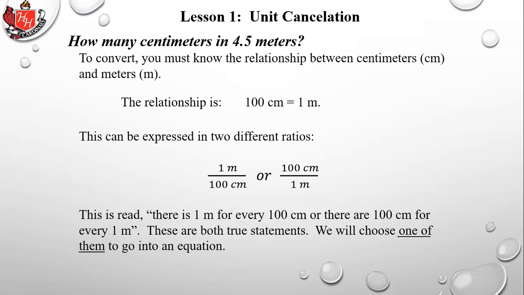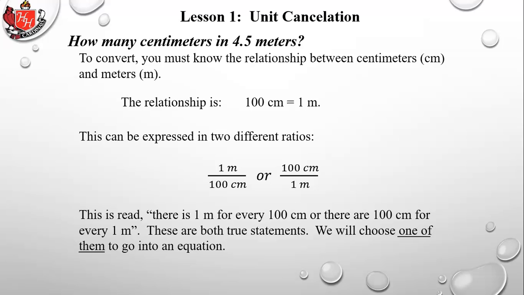So what that simply means is you can either say that there's 100 centimeters for every 1 meter, or you could turn the sentence around. You could say there's 1 meter for every 100 centimeters. Those are both true statements. So that's what the ratios down below are saying.